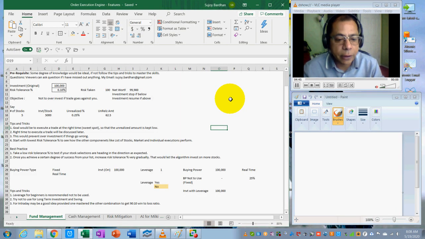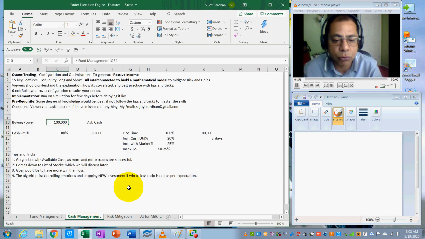Hi folks, good morning. Today I'll be talking about cash management, but before we get to cash management, as I said earlier, all these configurations, the 15 key features which you would configure, are all correlated. So that's how you build the mathematical model.